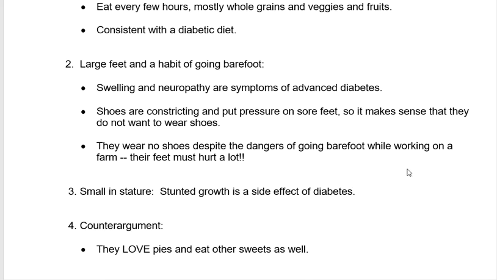Also, in looking at them physically, as I mentioned above, they're very small in stature. Well, I know from my medical resources that stunted growth is a sign of advanced diabetes.